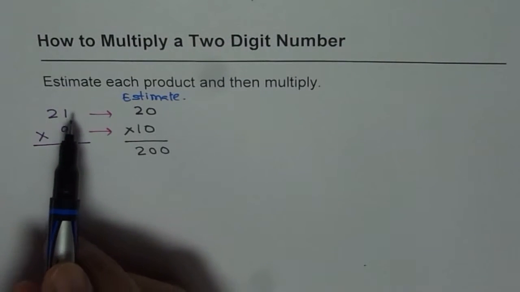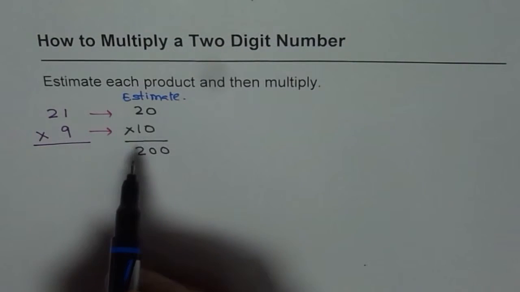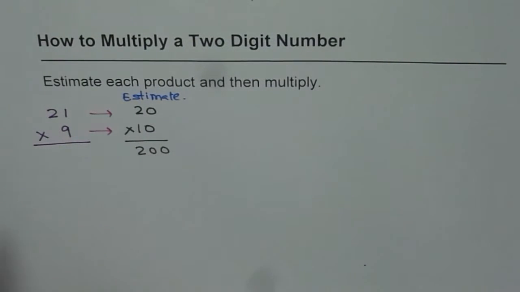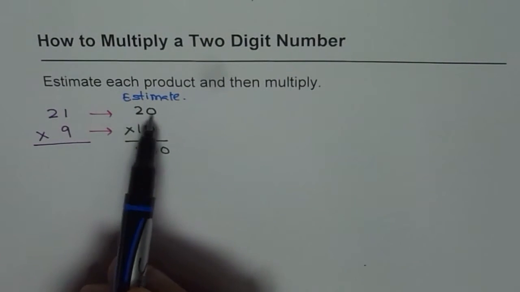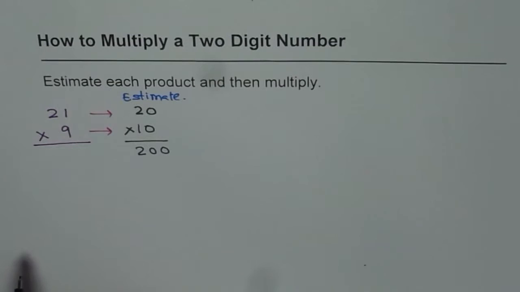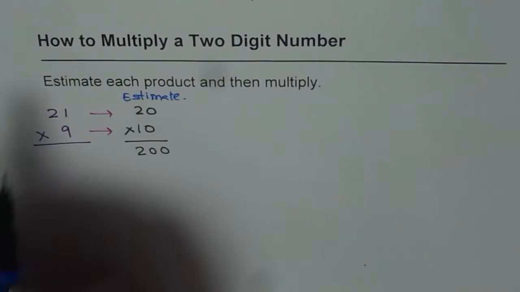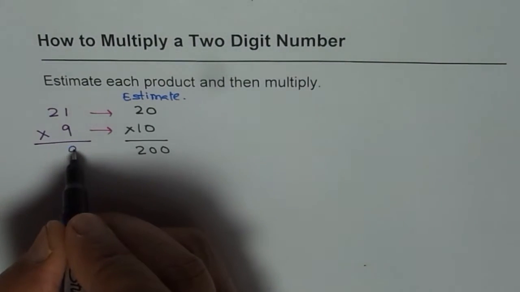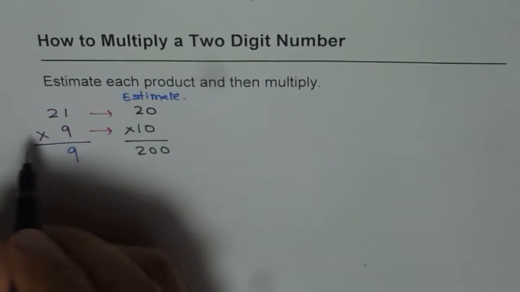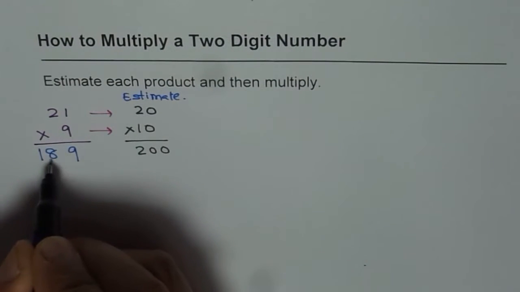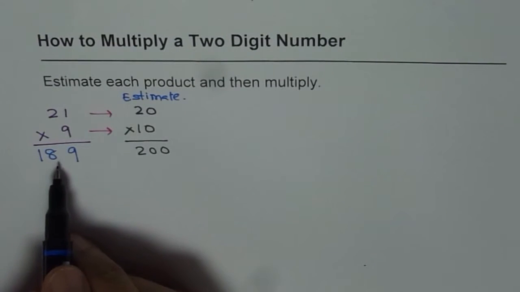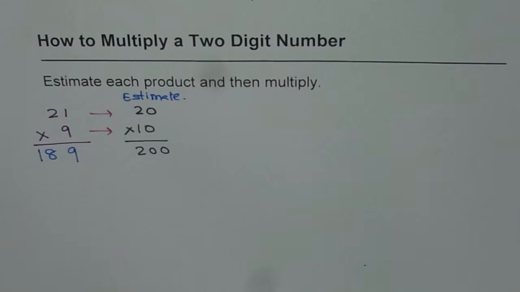Now, let us see how to multiply these numbers. We are expecting an answer of 200 when we multiply 21 and 9. It makes sense. 21 rounds to 20 and 9 rounds to 10. Now let's do the multiplication. 9 times 1 is 9 and 9 times 2 is 18. So we get 189. Well, 189 is very close to 200. So it works, and that is very close to our estimate, and I think our product is correct.